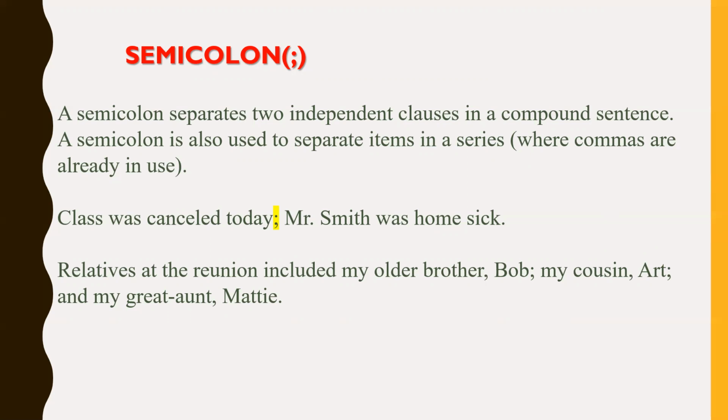For example, "Class was cancelled today; Mr. Smith was homesick." "Class was cancelled today" is a separate individual clause, and "Mr. Smith was homesick" is separate. So to join two ideas, you use this semicolon. Another example: "Relatives at the reunion included my older brother, Bob; cousin Bob." After Bob, you have a semicolon to separate that part of the sentence and then continue. Since you already have a comma, what else to use? You can use a semicolon to proceed with the sentence. This is the usage of semicolon.